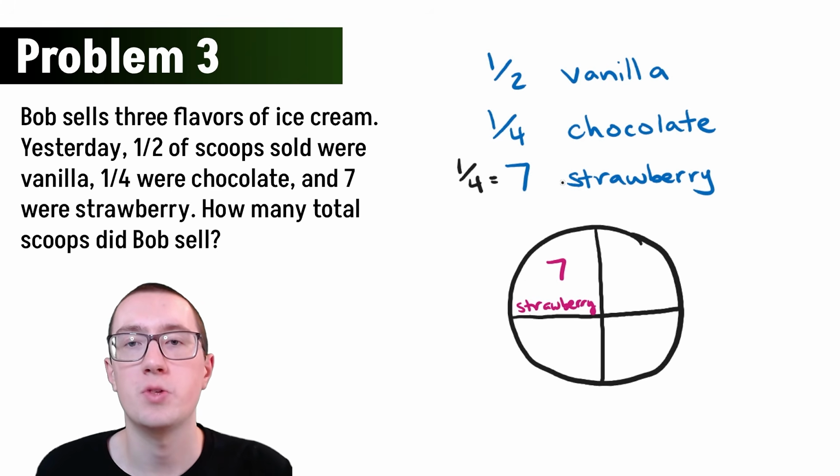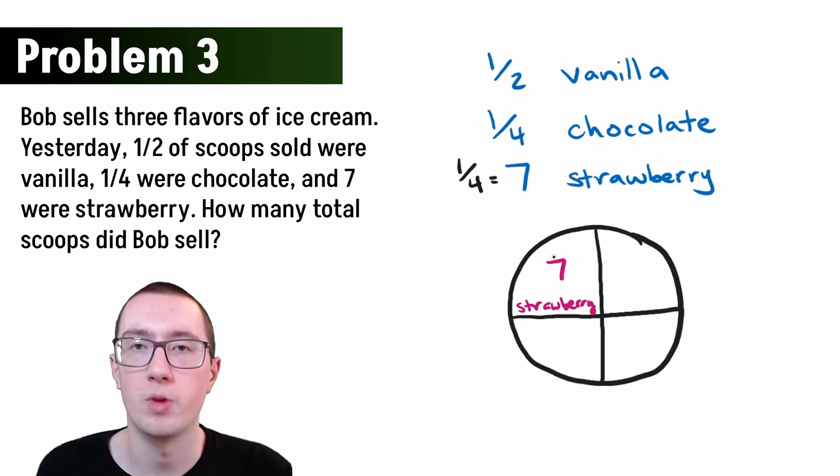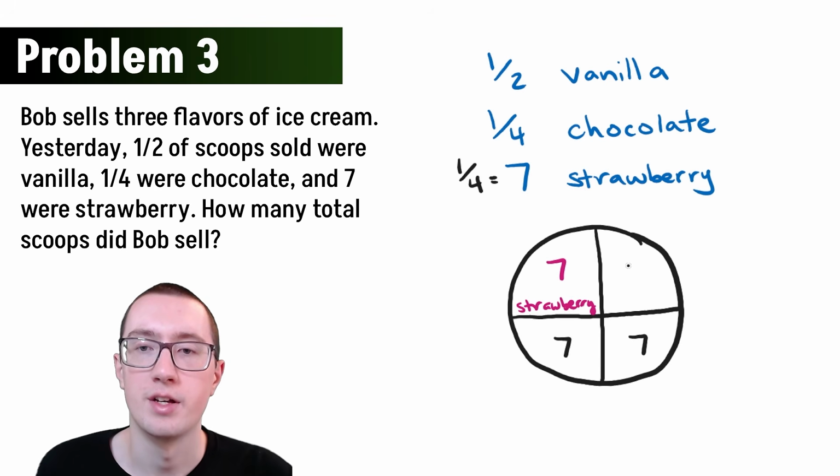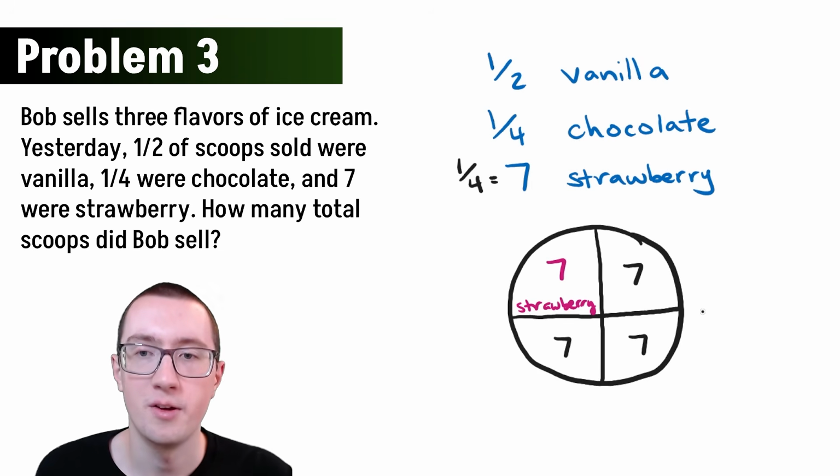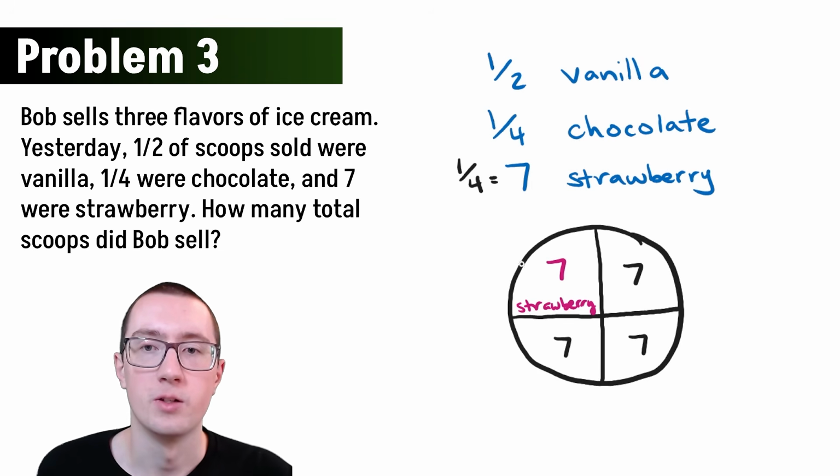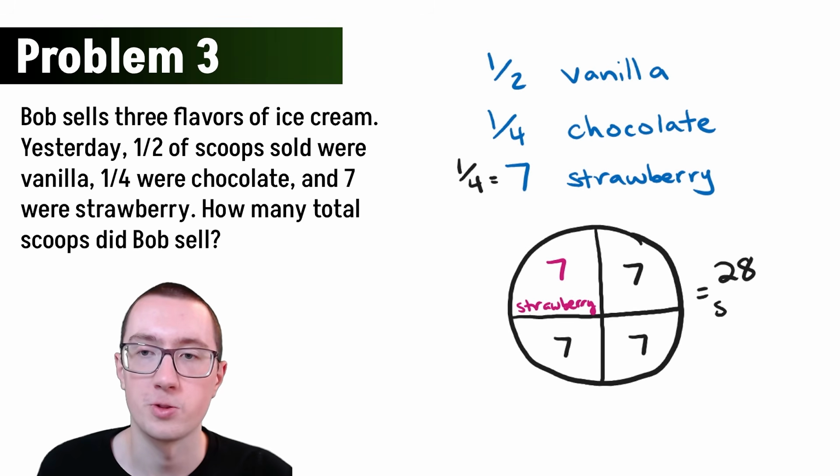Now remember that we don't need to figure out how much vanilla and how much chocolate was sold. We just need to figure out the total amount. So let's just think about this, right? If a quarter is 7, then that means this quarter is 7, this is 7, and this is 7. So to find the total sales, let's just add these up. 7 plus 7 is 14, plus 7 is 21, plus 7 is 28. So if you add these together, there were 28 total scoops sold.